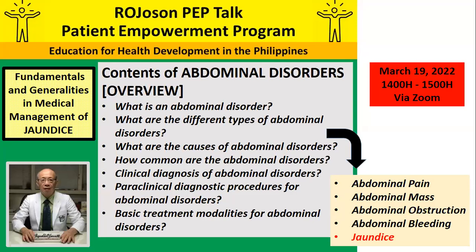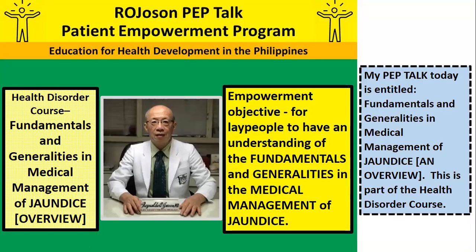So I started with the abdominal disorders overview, in which I mentioned about 5 common abdominal disorders, namely abdominal pain, abdominal mass, abdominal obstruction, abdominal bleeding, and jaundice. We have tackled the 4 pep talks on pain, mass, obstruction, bleeding. So today we will tackle jaundice. My pep talk today is entitled Fundamentals and Generalities in the Medical Management of Jaundice, an Overview.